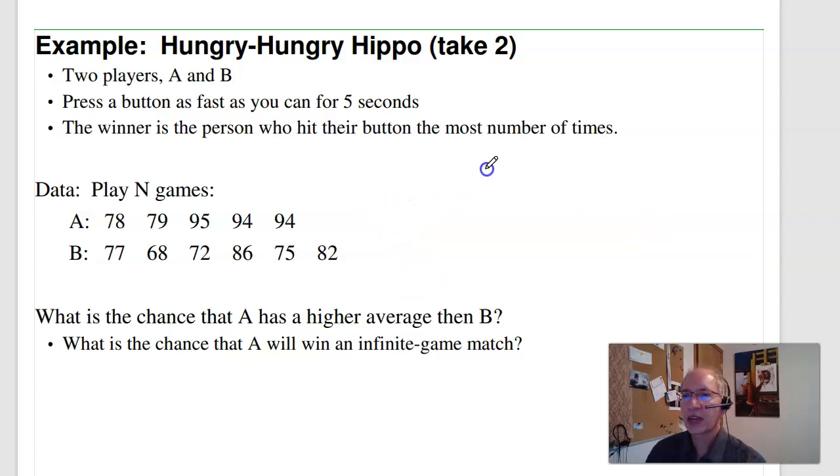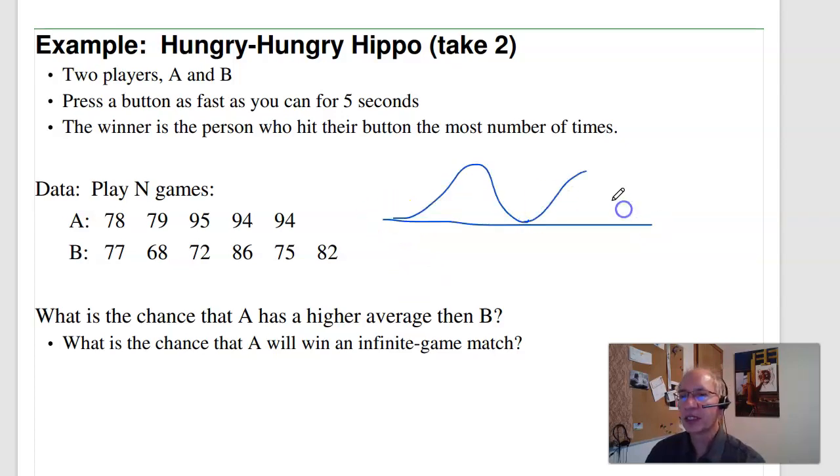Again, if I have an infinite number of games, whoever's got the highest game or highest mean will win. What's the probability that A's mean is actually bigger than B's mean? And here's my data, but my data is fairly limited. There's a chance that this is the actual distribution for A, and just by dumb luck, I got a bunch of samples over here for A.